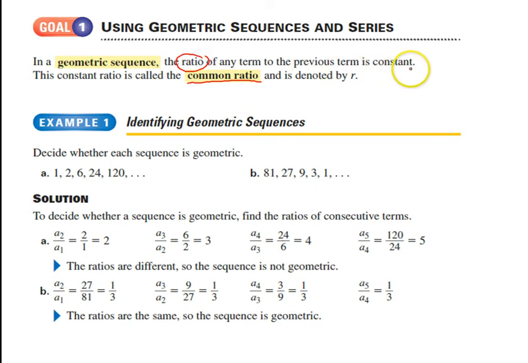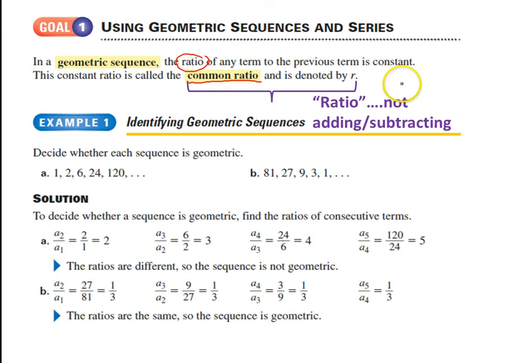Okay, so the difference is not going to be a positive 2 every single time or a negative 5 every single time. The ratio between the two is going to be the same. Ratio is not adding or subtracting like we did last time, and that's the difference. What does ratio mean? Ratio means you have something divided by something. So you have to divide to figure out if the ratios are consistent and if it's geometric.